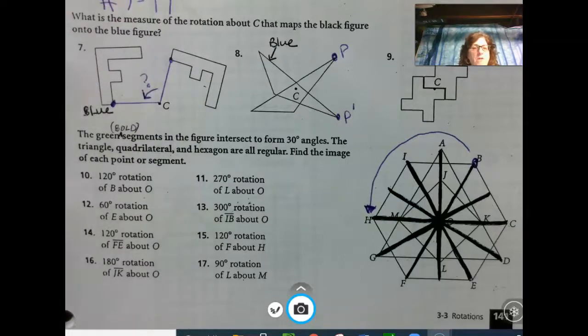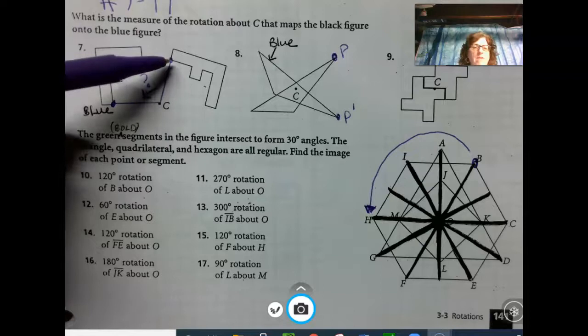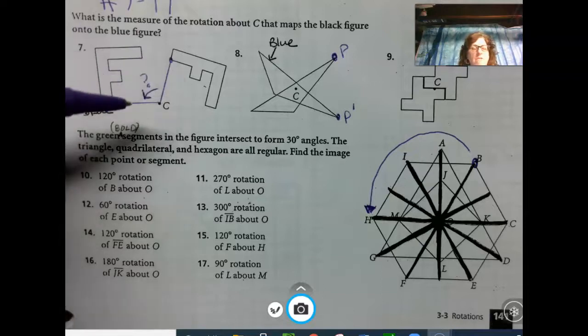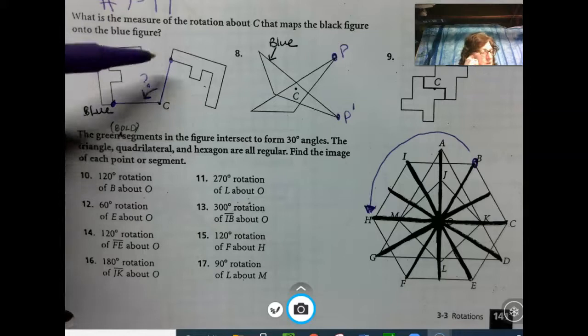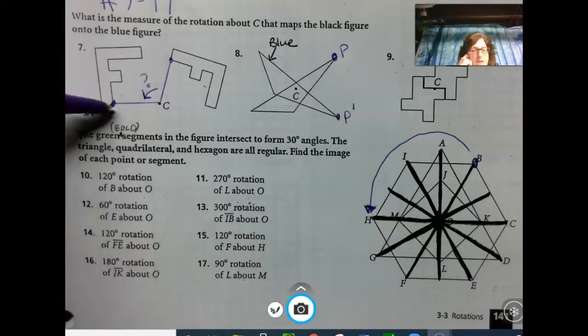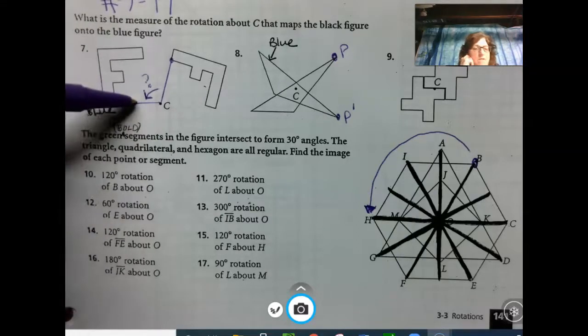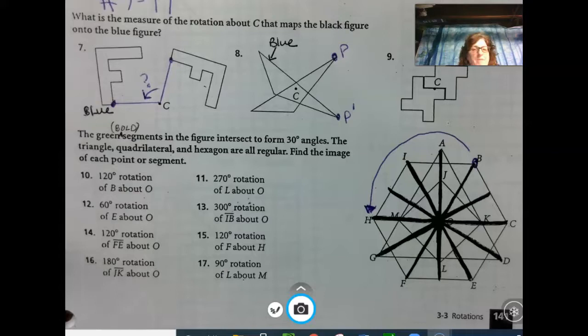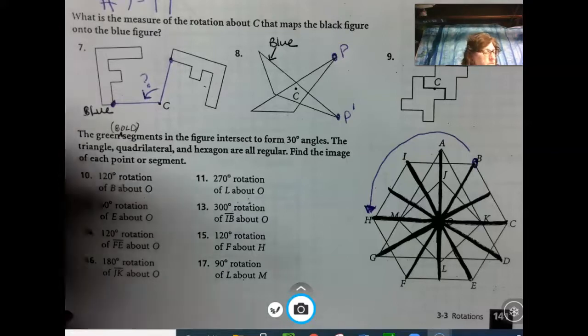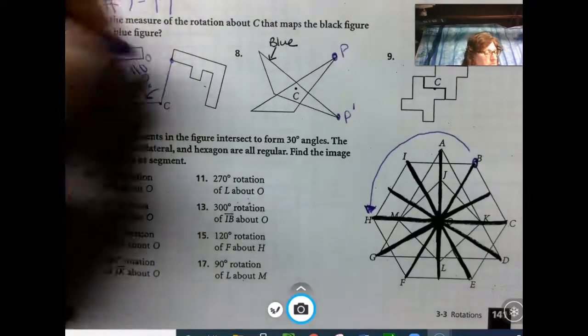How we do this is I pick one vertex and I try to figure out, again, this is just an approximation, don't worry about it. Normally if we were in school you'd have a protractor. But what do you think the degree is to go from this vertex to this vertex that it maps onto? This is the center of rotation, so what is this degree measurement? Hopefully you all said somewhere around 110 degrees.